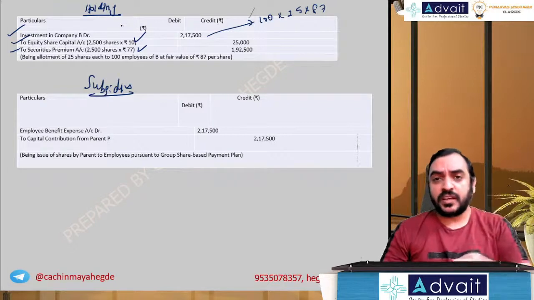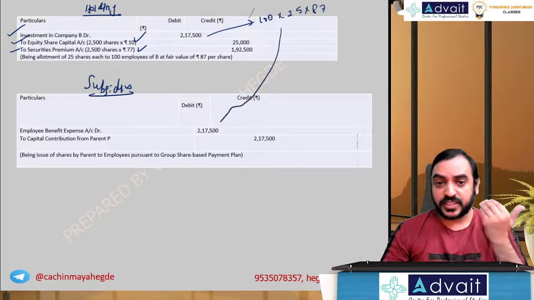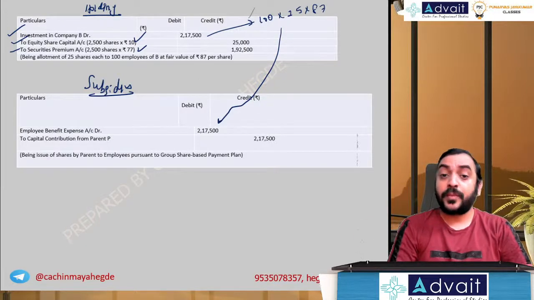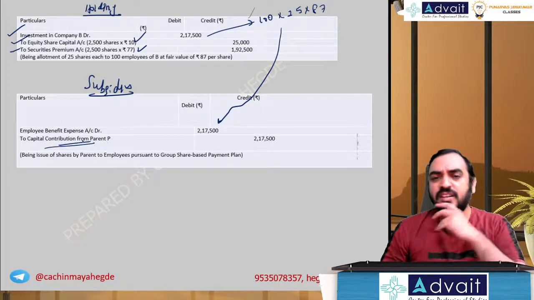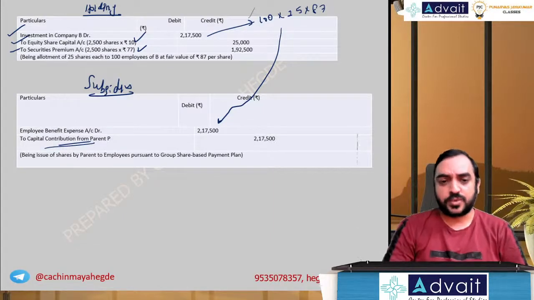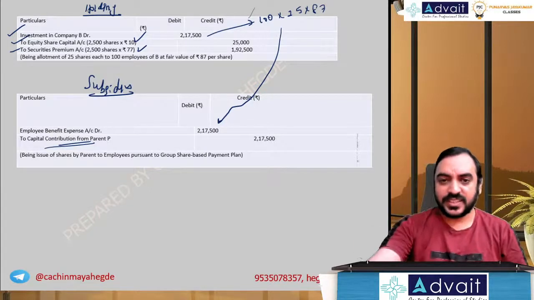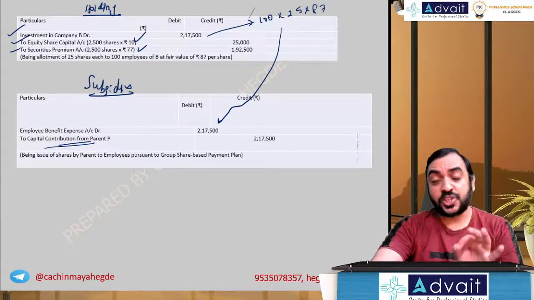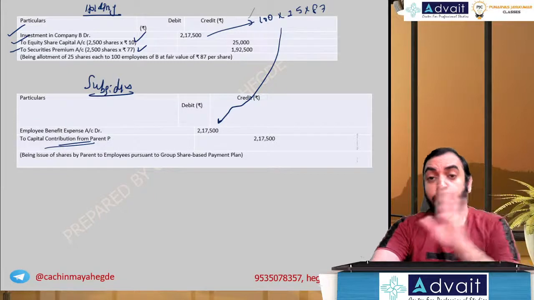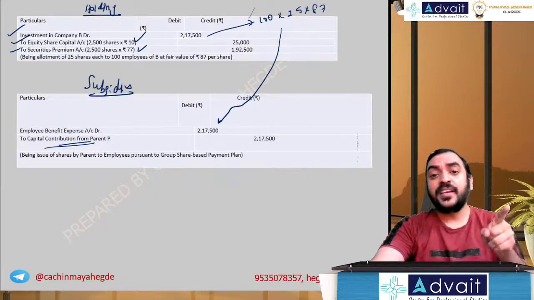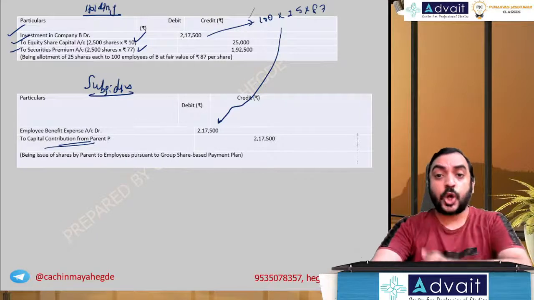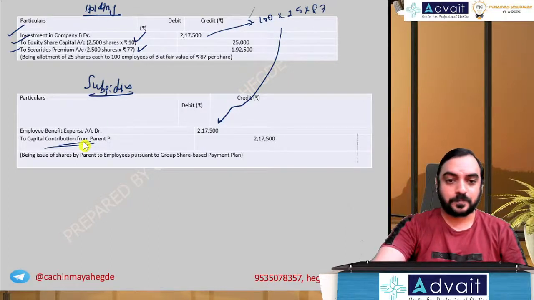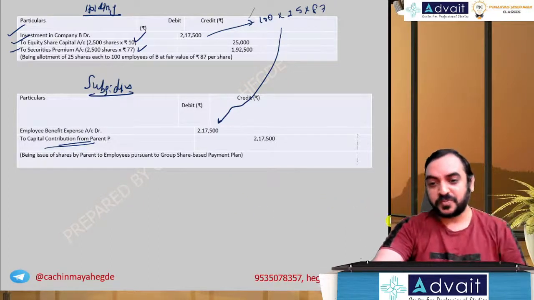Subsidiary company, corresponding entry: they will debit employee benefit expense for the same 2,17,500 and they will treat it as a capital contribution from the parent company, which will be in reserves and surplus, other equity basically, in the books of the subsidiary company, same amount. So that's it. Simple problem. Accounting treatment in group books for share-based payments towards ESOP, especially when the parent company issues shares to the employees of a subsidiary company: the parent company treats it like an investment, the subsidiary company treats it like a contribution received. For them money paid, for the subsidiary company like money received. Okay, that's it with respect to this problem.